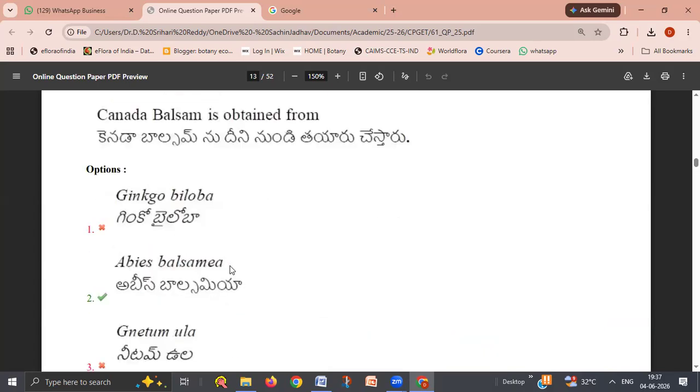And Canada balsam is obtained from Abies balsamea. Usually it is a sticky substance, just like Fevicol, glue. It is mostly used in the preparation of permanent slides. In making the slides, we use cover slips. For the cover slip, we add Canada balsam and fix it to the slide, and it stays permanently as a permanent slide. So Canada balsam is used for slide preparation.